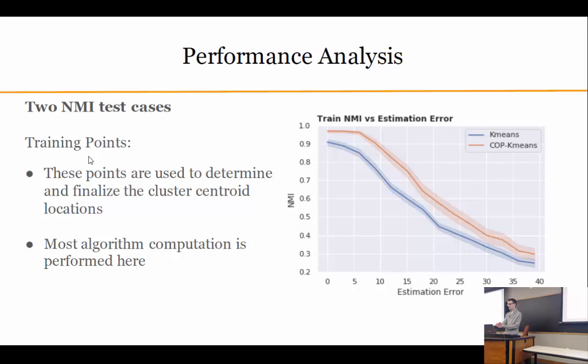Normalized mutual information is again the reduction of uncertainty of your true labels from your clustered labels, and that measure is good. The higher that is, the more I know about the truth labels given these clustered labels. So the higher the normalized mutual information is, the better it's doing. In this case, the COP k-means is doing better than the typical k-means algorithm. And as you can see, as the estimation error increases, it keeps a constant performance increase.